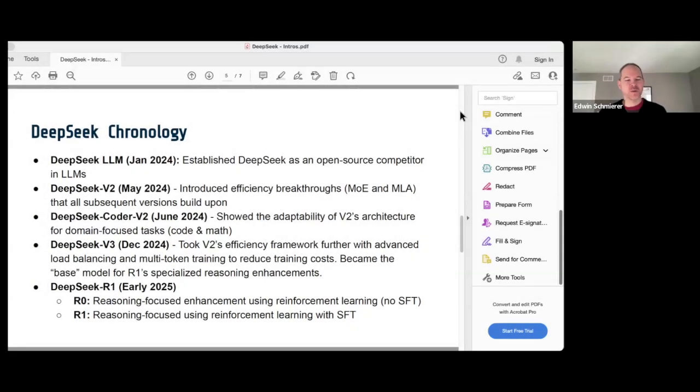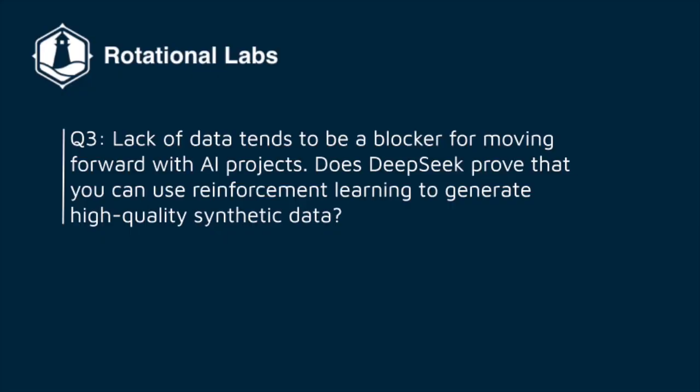Let's stick with reinforcement learning for the time being, and I would like to connect it to this idea of data generation. One thing that we know through work that we've done with partners and customers is that data tends to be a blocker for a lot of AI projects. And as I mentioned, reinforcement learning shows up in a big way in the R1 paper. So does DeepSeek prove that you can use reinforcement learning to generate high quality synthetic data?